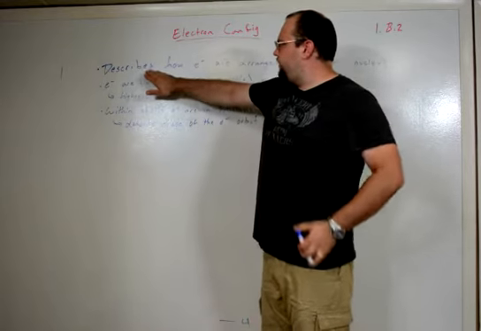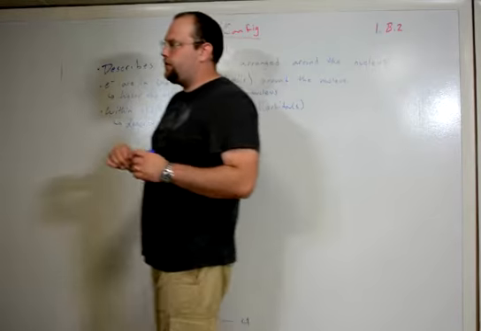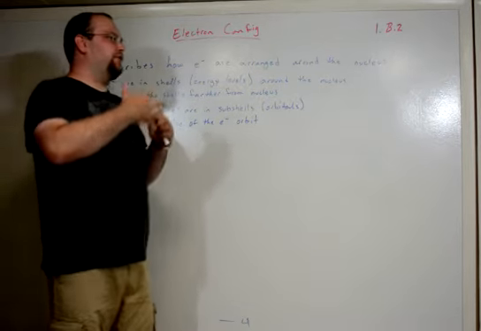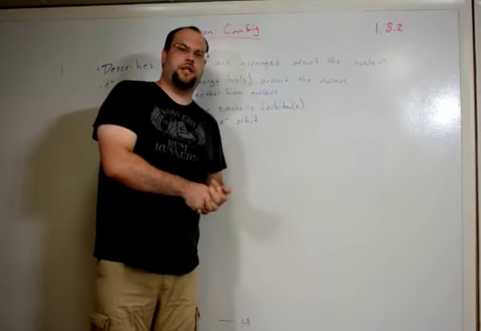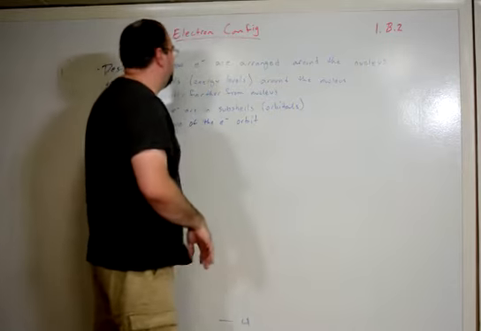So electron configuration describes how electrons are arranged around the nuclei. It describes both the distance the electrons are, and also the shape and location they are in around the nuclei. So it describes how electrons are arranged around the nucleus.